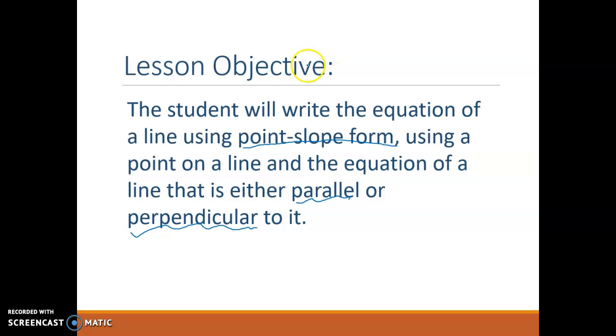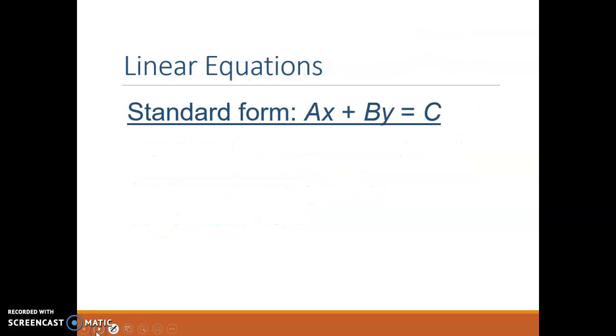We've looked at standard form. Let me write these out here. Slope-intercept form is y equals mx plus b. It's called slope-intercept because we have both the slope and the y-intercept identified in that formula. Standard form is ax plus by equals c. That is the standard equation of a line. And today we're going to look at point-slope form. We'll also talk about what parallel and perpendicular lines have to do with slope.